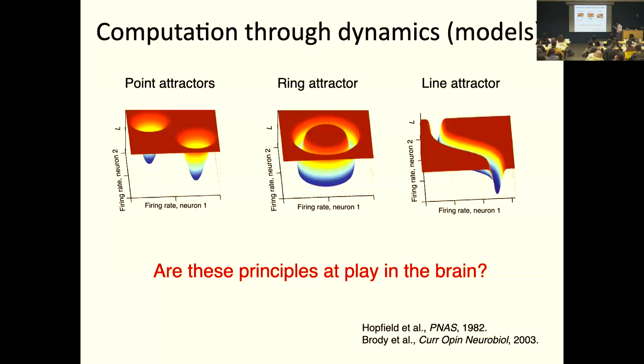One of the key principles of this computation through dynamics idea is that, absent external inputs, where you are determines where you go next. Another way of saying this is that the activity only flows downhill. And so a key prediction from this is that it would be difficult for the neural activity to go uphill.